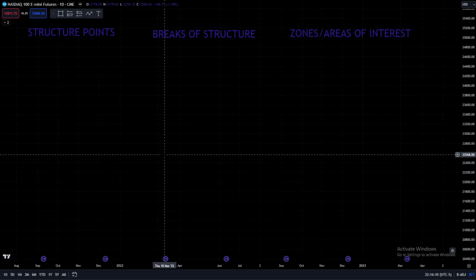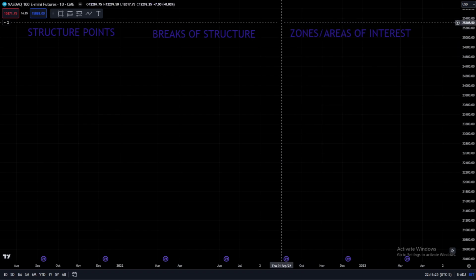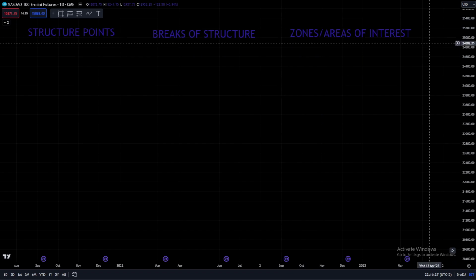All right, so this is part 2 of market structure. In the next video, I'm going to go more in depth into the why of the zones specifically, just to give you some clarity or understanding as to why price is moving within these zones.